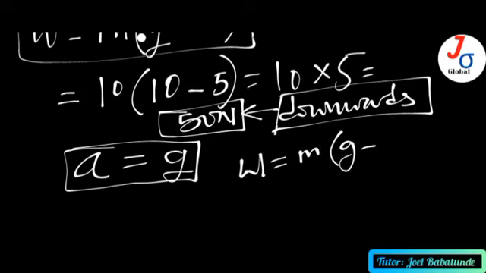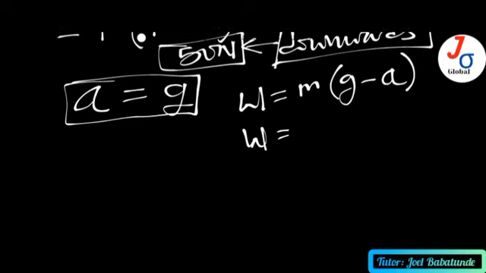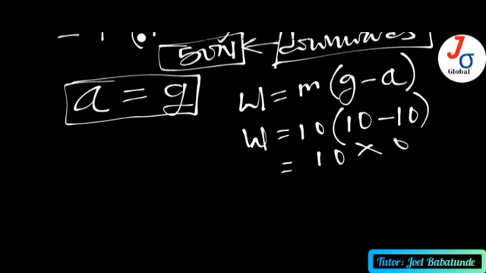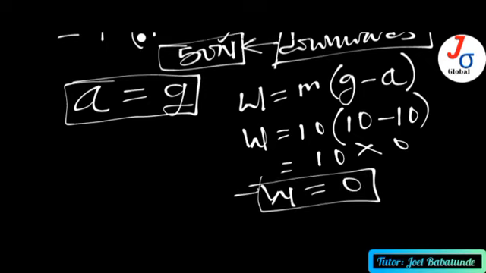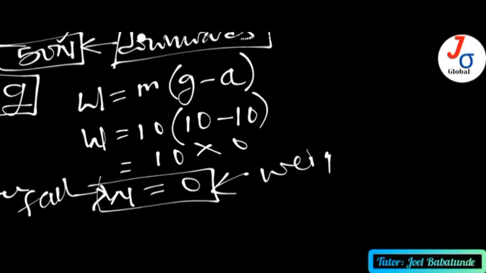W equals m(g minus a). And what does that mean? That means W becomes, mass is 10, acceleration due to gravity is 10 minus 10, and 10 minus 10 is 0, times 10. So the weight is 0. So at this point, when the lift is falling, we just call that free fall under gravity. When anything is falling under gravity, the thing is actually weightless. So this is the concept of weightlessness.